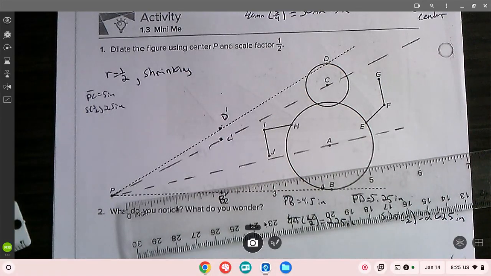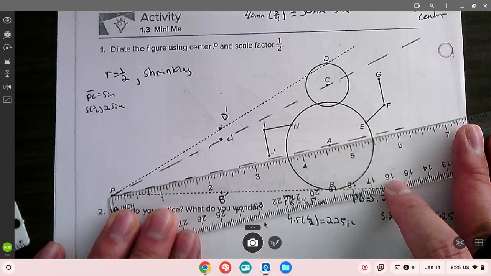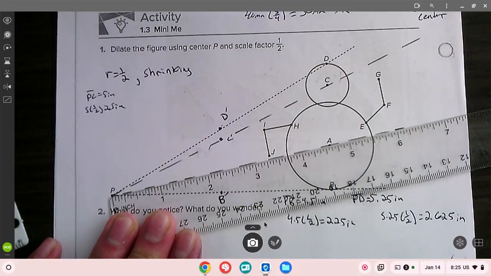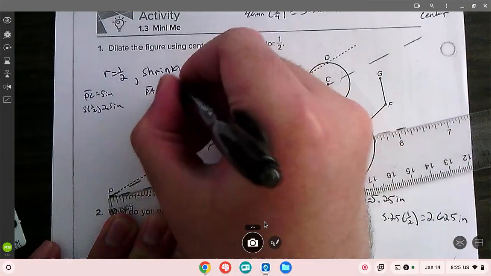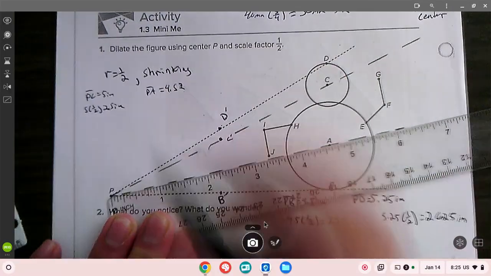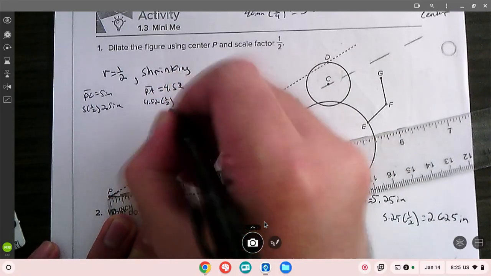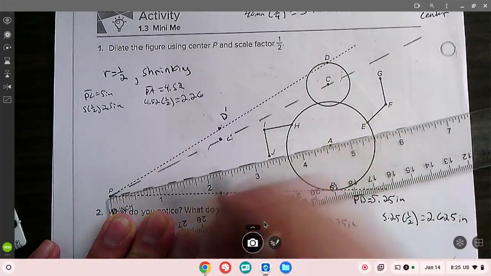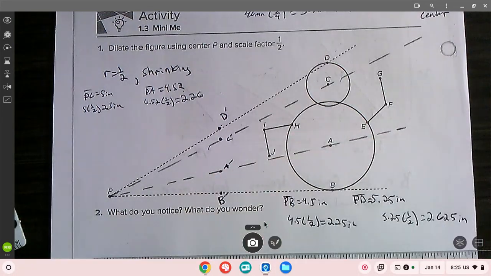Okay, next we have our measurement of A. P to A is a little bit more than 4.5. So P to A is equal to 4.5 through like 5.2, 5.3. Okay, multiplying that by 1/2 will be 4.52 times 1/2. So this will equal 2.26. So close to 2.25, a little bit more. Right here is my A prime.